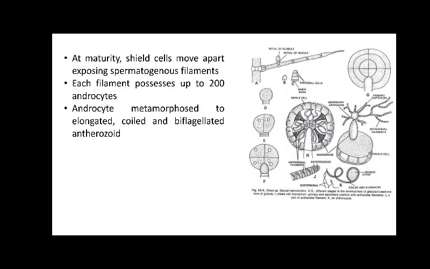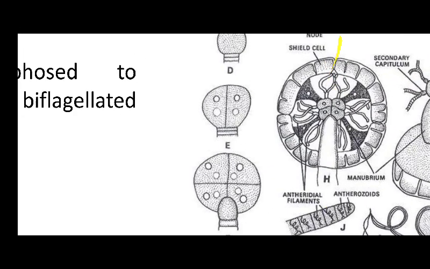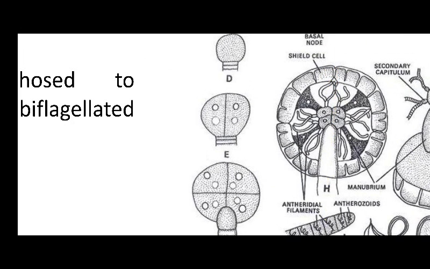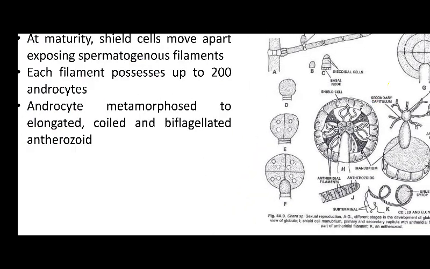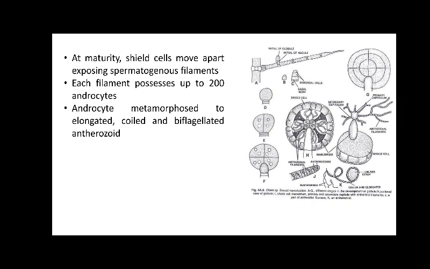മെച്ചുർ ആകുന്ന സമയത്ത് എന്താ സംഭവിച്ചാൽ, 8 ഷീൽഡ് സെല്ലില്ലേ, നിങ്ങൾക്ക് ഇതിൽ നിന്ന് 8 ഷീൽഡ് സെല്ല് വളരെ കൃത്യമായിട്ട് കാണാം. 1 2 3 4 5 6 7 8. കുറച്ചും കൂടെ പാർട്ടീഷൻ ഡിവൈഡ് ചെയ്തിരിക്കുകയാണ്. 8 ഷെല്ല് ദേ മൂവ് എപ്പാർട്ട് എക്സ്പോസിങ് ദ സ്പെർമറ്റോജീനസ് ഫിലമെൻറ്റ്, ആൻഡ് ഫ്രം ഈച്ച് ഫിലമെൻറ്റ് 200 ആൻഡ്രോസൈറ്റ്സ് ആർ പ്രൊഡ്യൂസ്ഡ്.